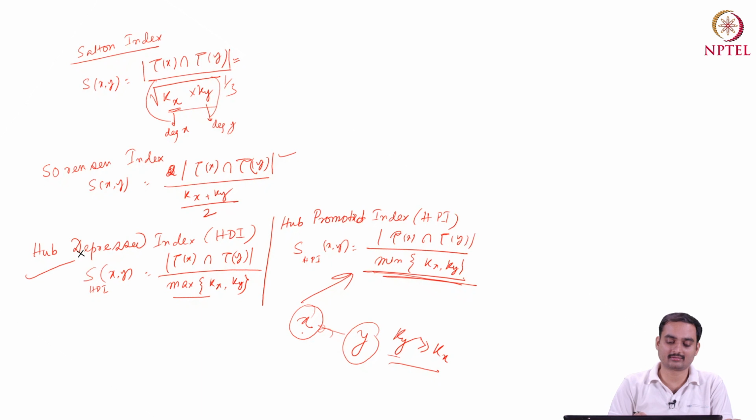Similarly, this other one is called hub depressed, because we are taking max. So if you are surrounded by hubs, the hub's degree will dominate this metric, and because you are taking max, k of y will be considered here. So this would be high. Your degree would not play any role. Now these are some of the metrics which we use not only in link prediction but also in general similarity measurement.